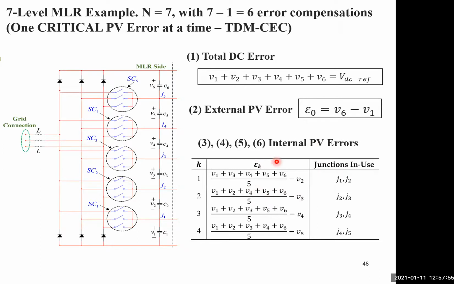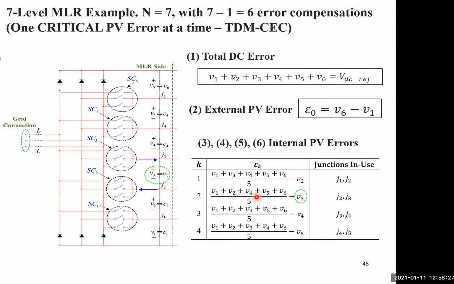And we have the remaining errors. So we take averages and we subtract each one of these middle partial voltages. For example, let's focus on V3 quickly. Suppose you want to increase V3. What do we do? We measure all grid currents, and we determine which one is positive, flowing toward the bus, and negative, flowing toward the grid. And we simply direct all positive currents to the upper junction and all negative currents to the lower junction, causing V3 to increase and correct this error.